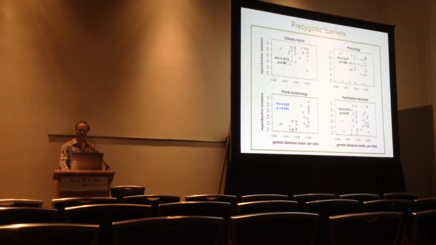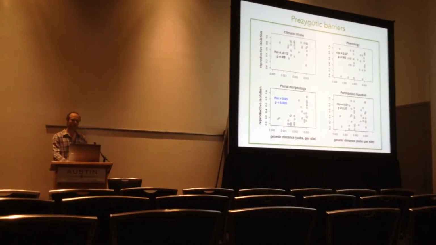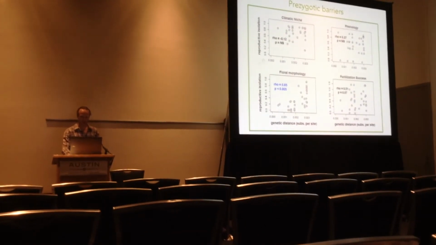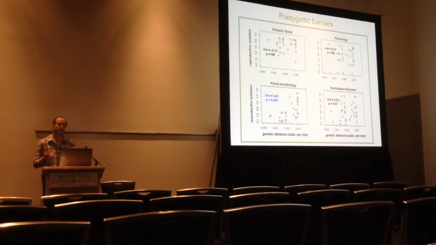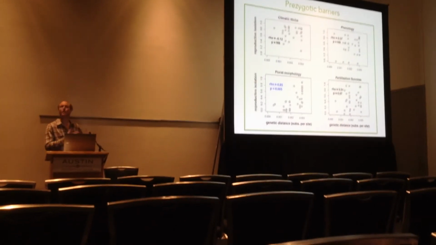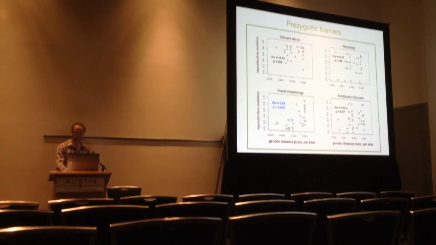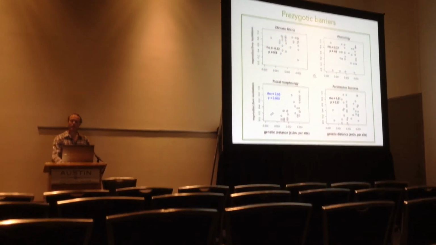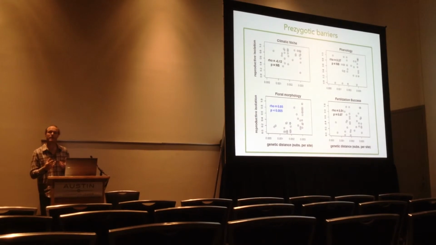Okay, so next I did the same thing for these prezygotic barriers. So here for climatic niche, we essentially see no relationship between genetic distance or divergence time and reproductive isolation resulting in different climatic niches. Similarly, we see no relationship between phenological overlap and genetic distance.